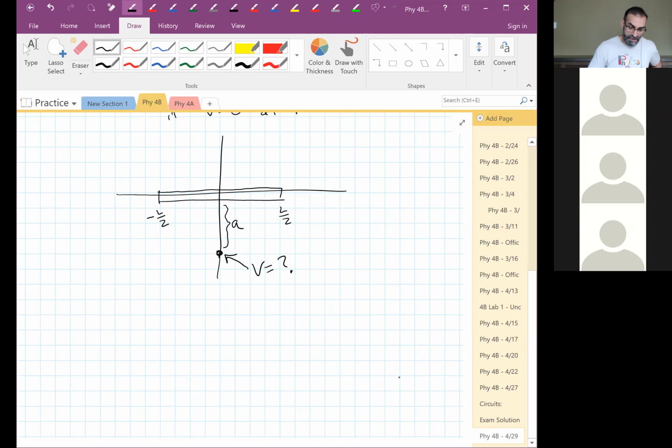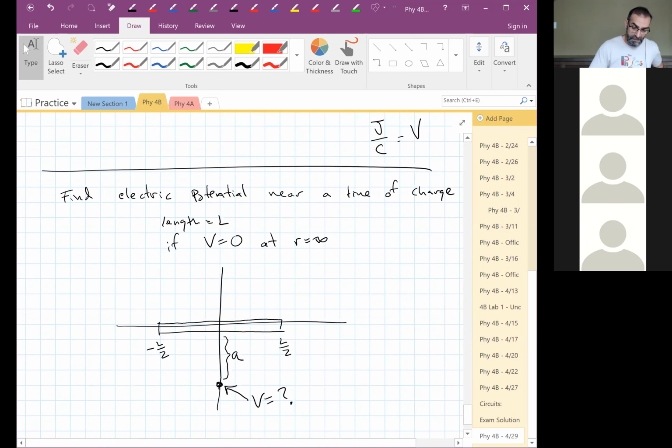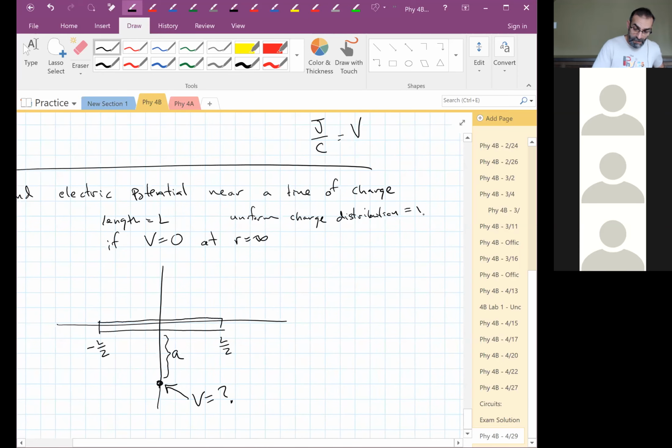Uniform charge distribution, yeah. Lambda.